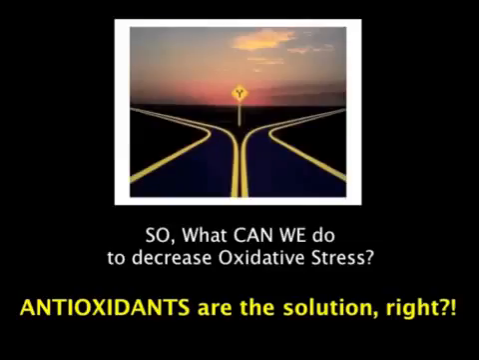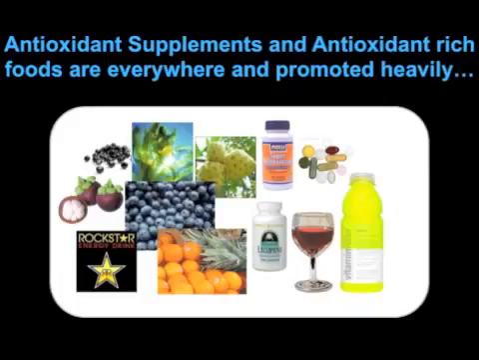So what can we do about this oxidative stress condition? What can we do to decrease it? The prevailing thought process out there is antioxidants. Antioxidants are the solution, at least that's what we have been taught. The question is, what variety are we talking about? Until recently we did not know that there is a direct antioxidant and an indirect antioxidant. Antioxidant supplements and antioxidant-rich foods are everywhere, and they're promoted heavily.